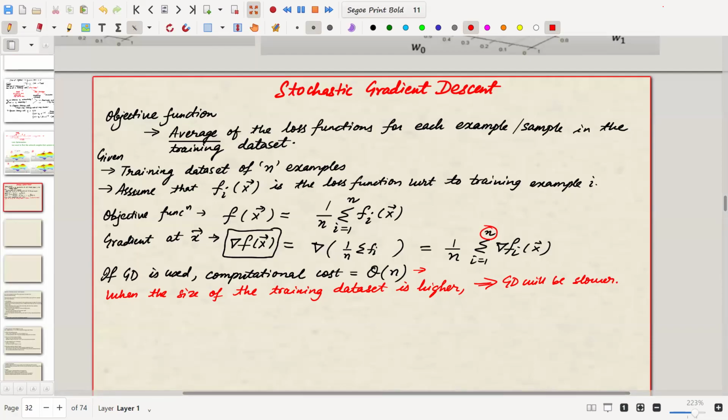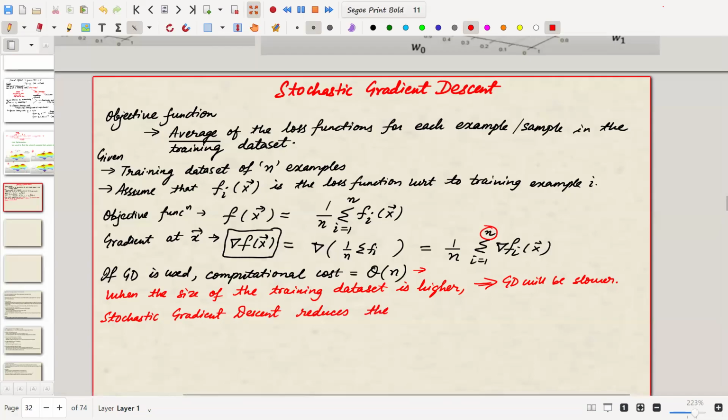With a larger size, the cost of gradient descent for each iteration will be higher. So therefore, stochastic gradient descent is introduced, because stochastic gradient descent reduces the computational cost at each iteration.